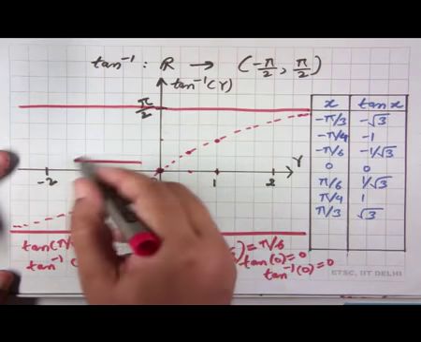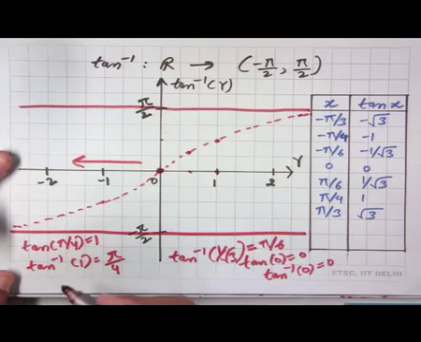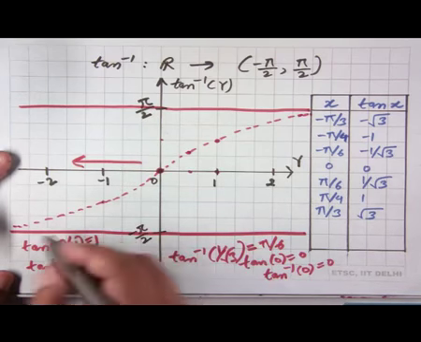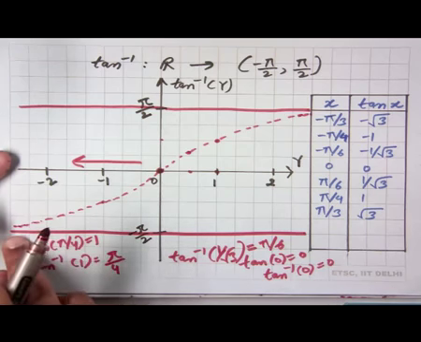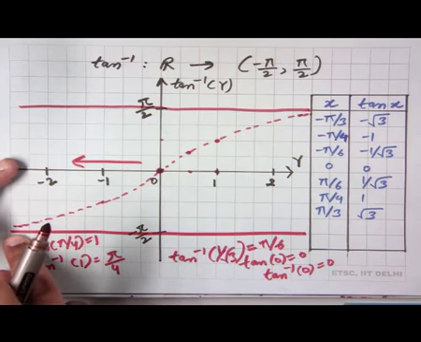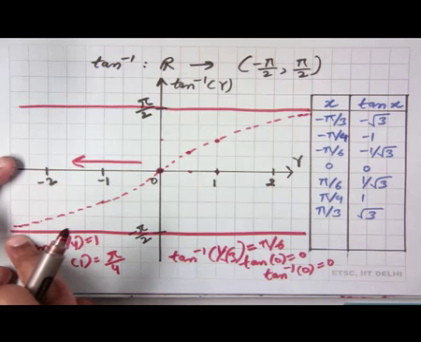So, as we go in this direction, what happens is that the graph will go, as you can see from here, nearer and nearer to this value of minus pi by 2, but will never exceed that. In fact, tan inverse y will never be equal to minus pi by 2.